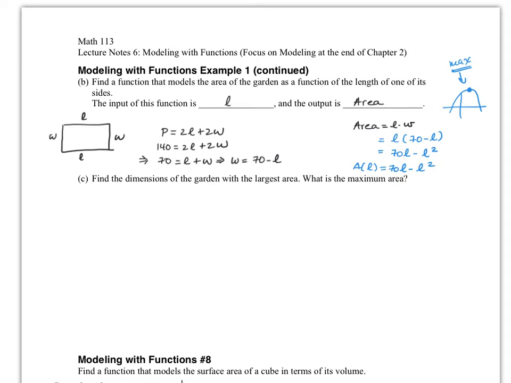The next part is asking you to find the maximum area. Remember, the maximum is going to be the vertex. So all we have to do is find the vertex, which again you did before. So this is what we have so far. The area, I'm going to rewrite it like this. This is minus L squared plus 70L. And remember we need to complete the square. So I put the minus outside, and then this will be L squared minus 70L, because minus and minus will give you the plus.